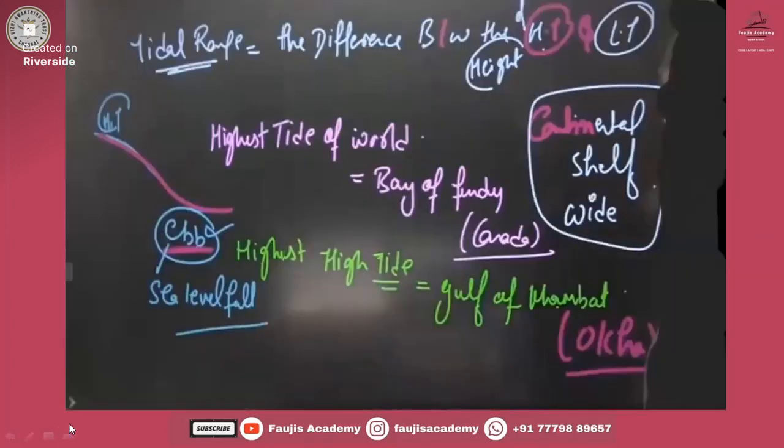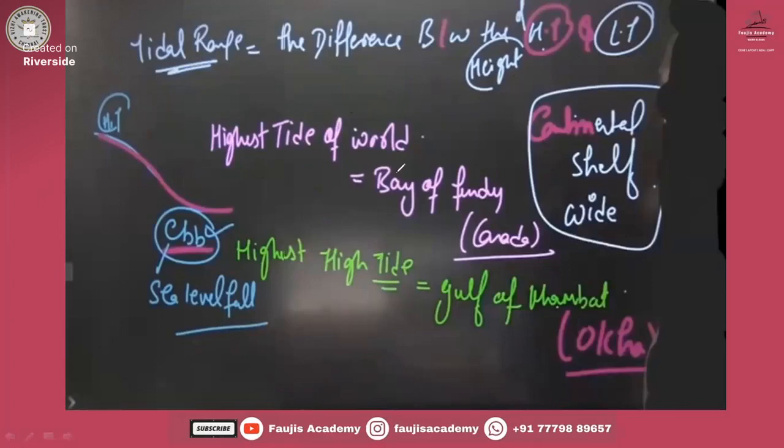Oh, okay. Thank you. So see, that was about the high tide. Now see in this part, what is happening? See here. Now see, tidal range is what? Difference between the height of high tide and low tide. That is the tidal range.